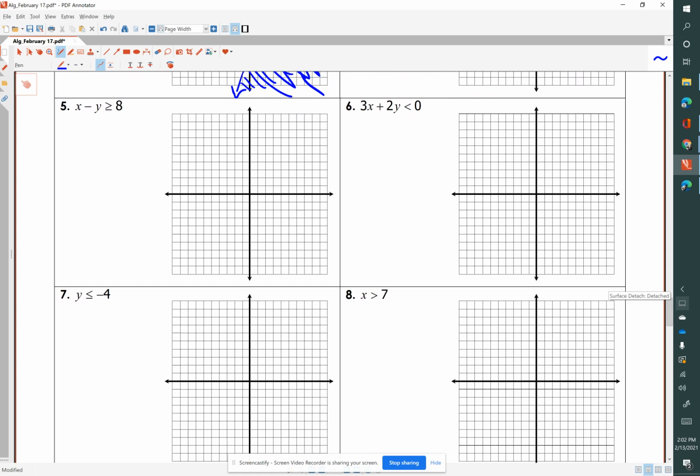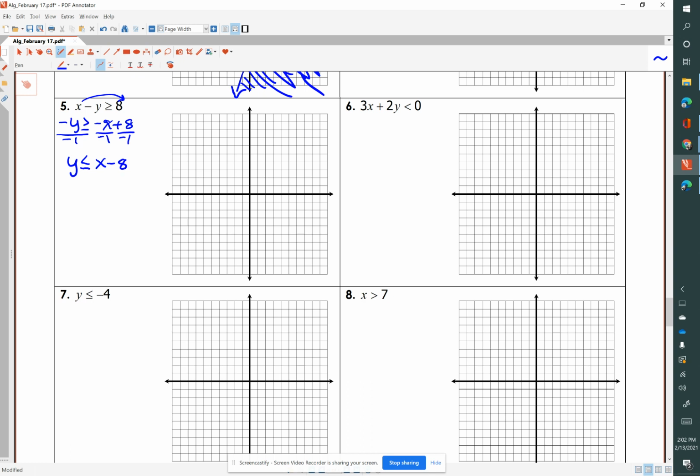Again, with number 5, I'm going to move x over, which will make it negative. So I have negative y is greater than or equal to negative x plus 8, and I will divide everything by -1, which means I need to flip the inequality. Y is less than or equal to, and -1 divided by -1 is +1. That's an invisible 1, minus 8.